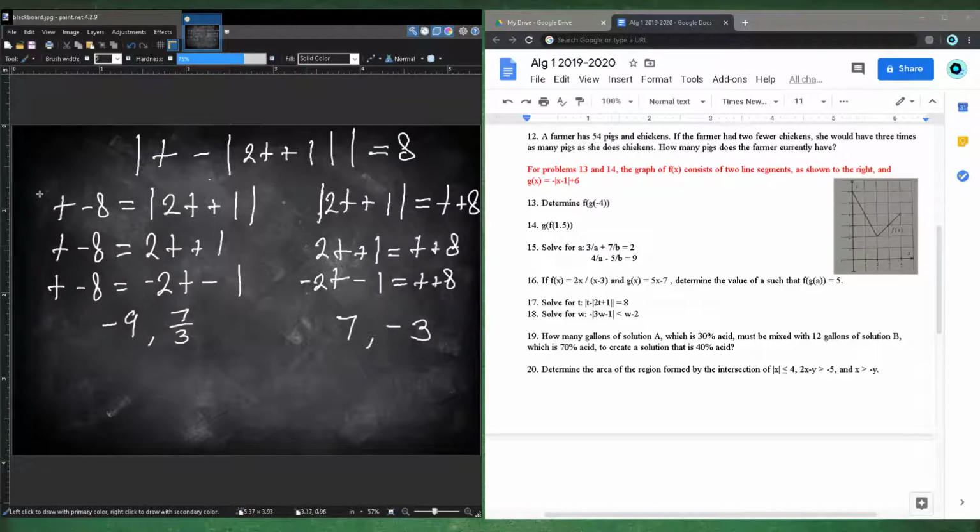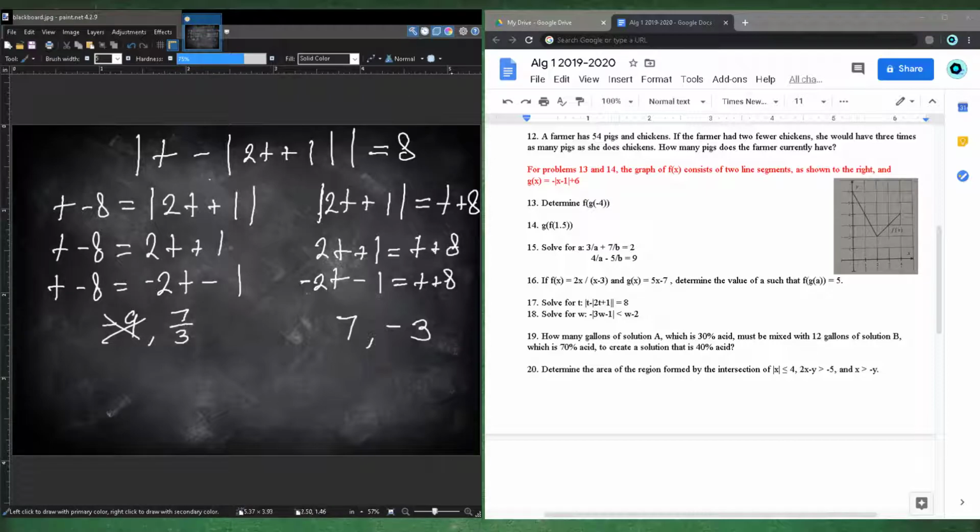Well, all you have to do is just plug it in. So you plug in negative 9 in here, that's negative 18 plus 1. So that's negative 17, which is changed to positive 17 because that's absolute value. So then negative 9 minus 17. Okay, so this is not going to work because it's way too big. It's going to be negative 26. And then absolute value makes 26, so that doesn't work.